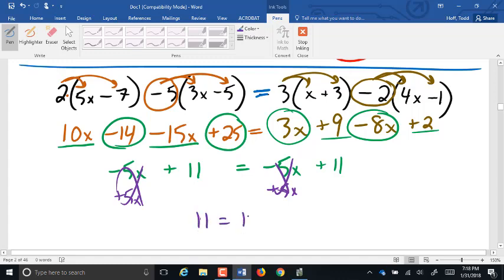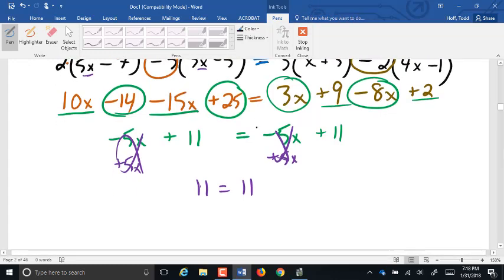11 equals 11. Is that true? Yeah, it's true. 11 equals 11. So what that's saying is I can put any number in there for x, and this equation will be true. Yeah, the x has disappeared. If that ever happens, I can subtract 11, get 0 equals 0. That's still true.